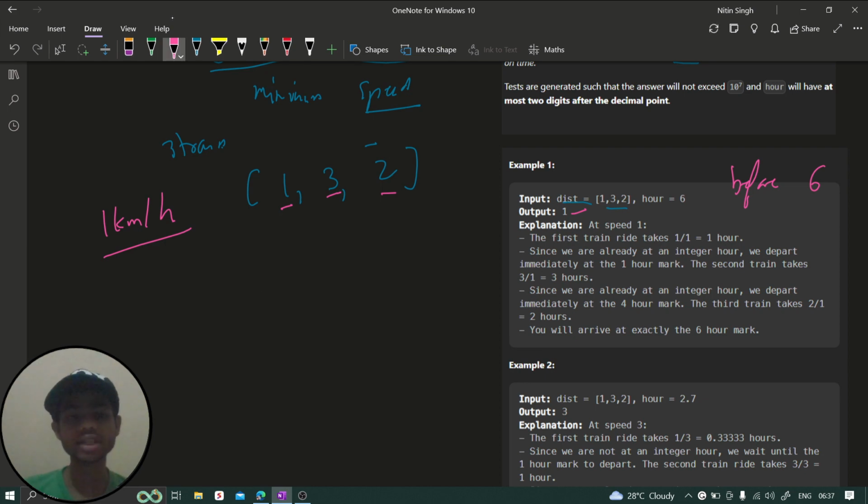Now let's move to the second example. Here we have 1 3 2, the same distances, but the condition is that the hour should not be 6, now it should be 2.7, right? I hope it makes sense. So our hour should be 2.7. That means we want to reach the office before 2.7, or we can say 2 hours 7 minutes.